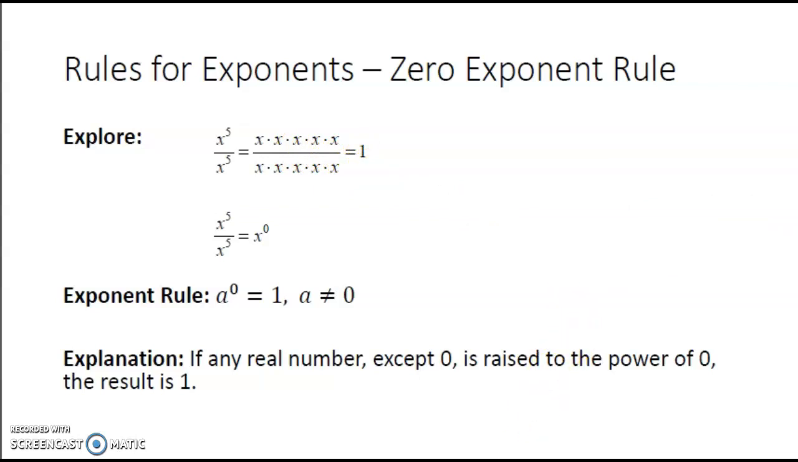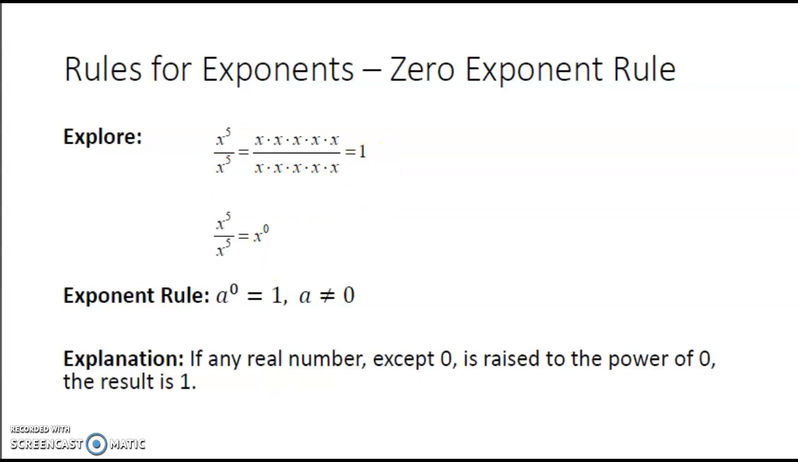Now another way to think about this same expression, x to the fifth divided by x to the fifth, is thinking about the quotient rule that we had before. The quotient rule tells us that we are subtracting the exponents. So if we subtract 5 minus 5, we have 0. So this expression can also be written as x to the 0 power. So we are looking at the same expression in two different ways. The first way we get 1, the second way we get x to the 0. But these are both equal to the same expression in the first place, so therefore x to the 0 has to be equal to 1.